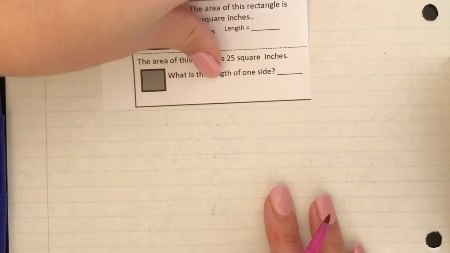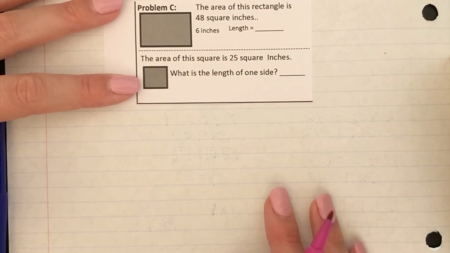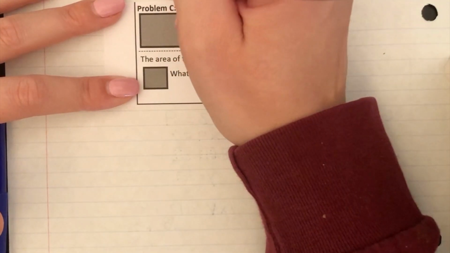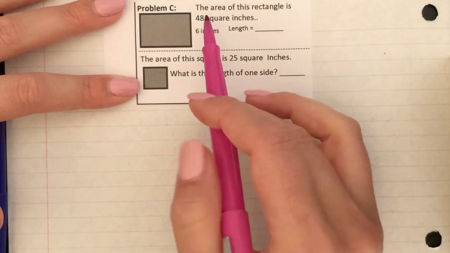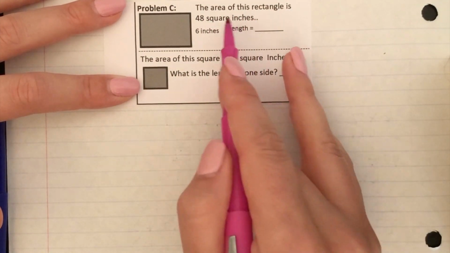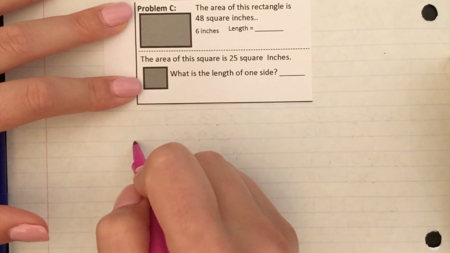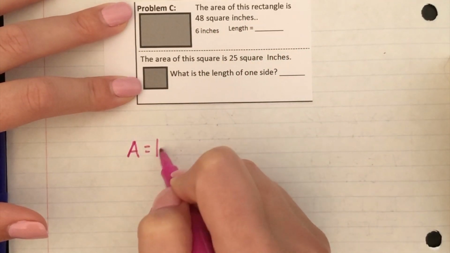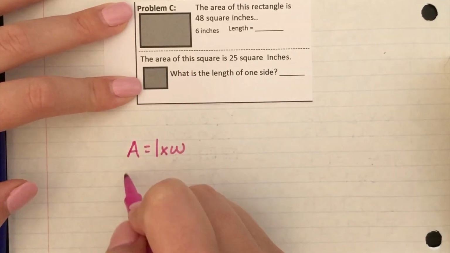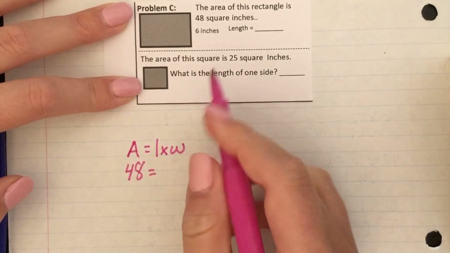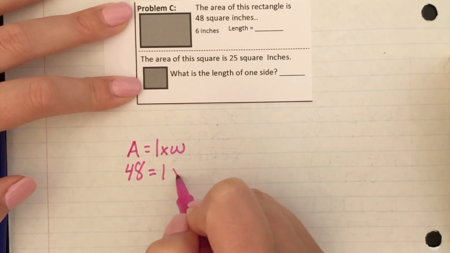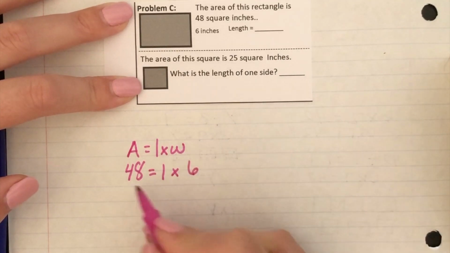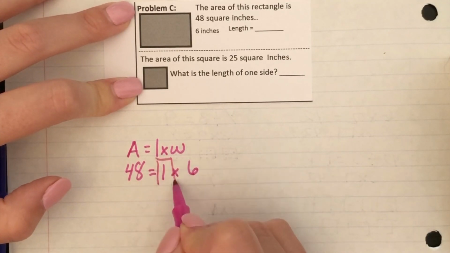Now let's move on to problem C. The area of a rectangle, I know that area equals length times width. So it says the area of the rectangle is 48 square inches. So I'm going to write this down here again. My area equals 48, and then my width is 6. So I am trying to figure out what is this number right here.